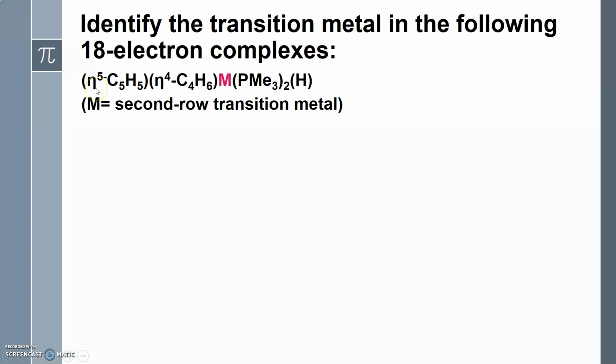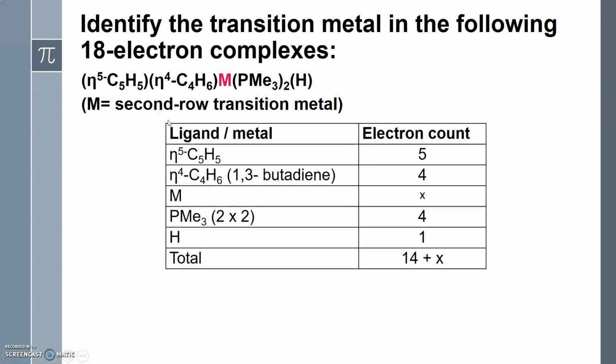The first one is (η5-C5H5)(η4-C4H6)M(PMe3)2H, where M is a second row transition metal. Let us do the electron count in the same way as given in the formula. First is η5-C5H5. This is the cyclopentadienyl ring anion. All the 5 carbon atoms are attached to the metal, so the electron count is 5.